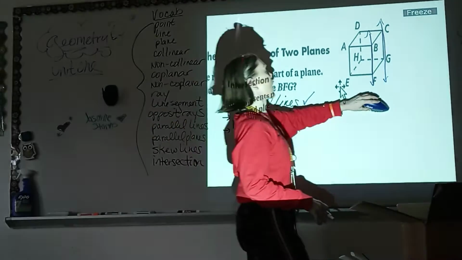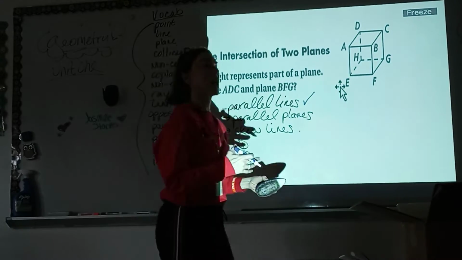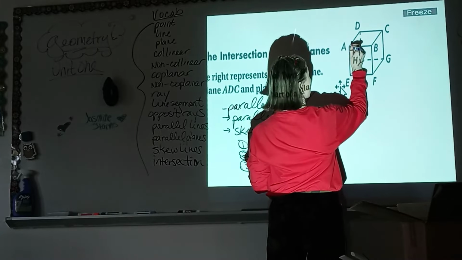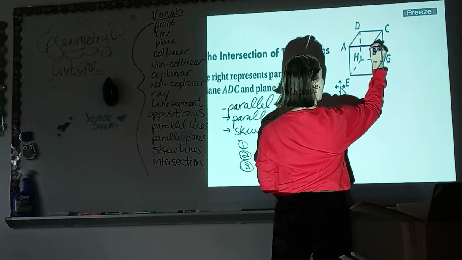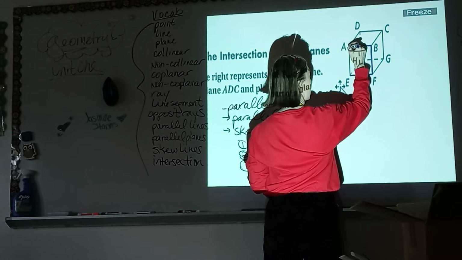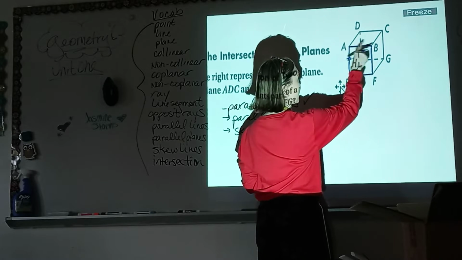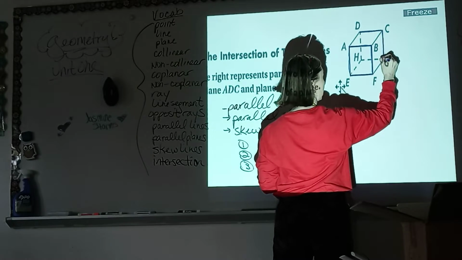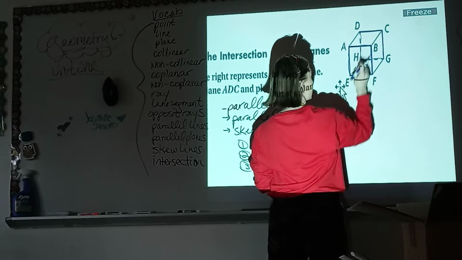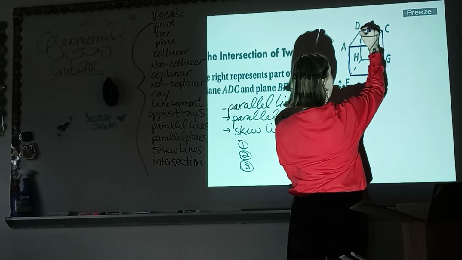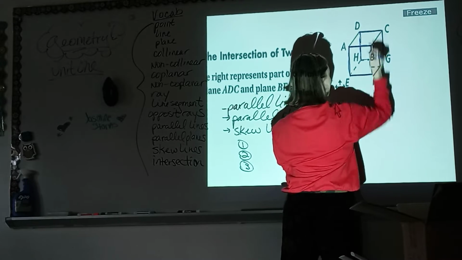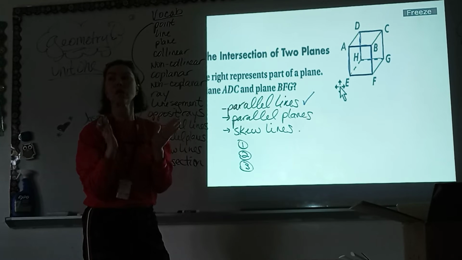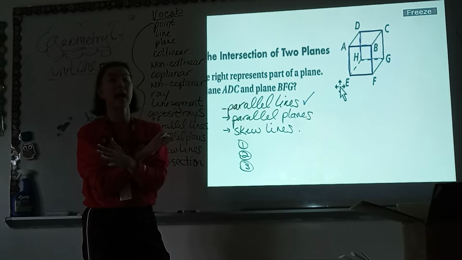Now we're going to talk about parallel planes. Kind of similar to parallel lines, it's just that they're a plane. So if I were to darken in this front plane, this front plane we'll call plane ABFE. And then we darken in the back plane. So the front plane and the back plane, those 2 planes are parallel planes and they will never cross each other.